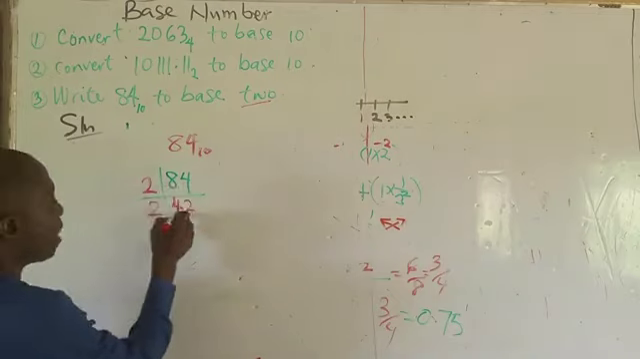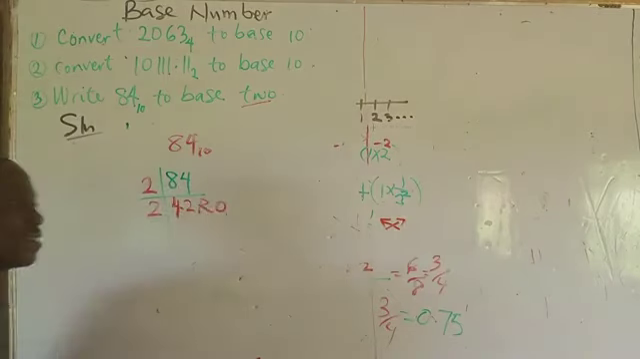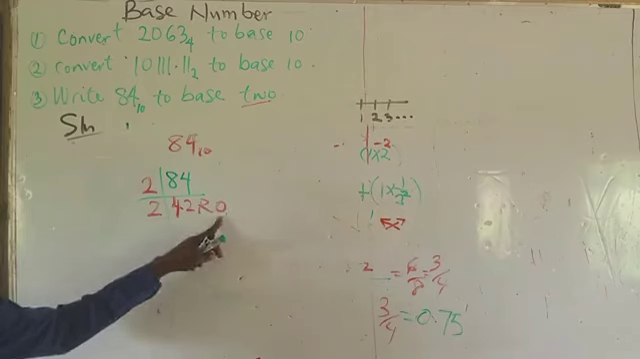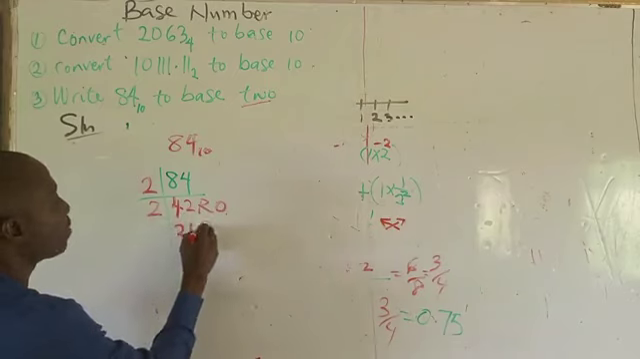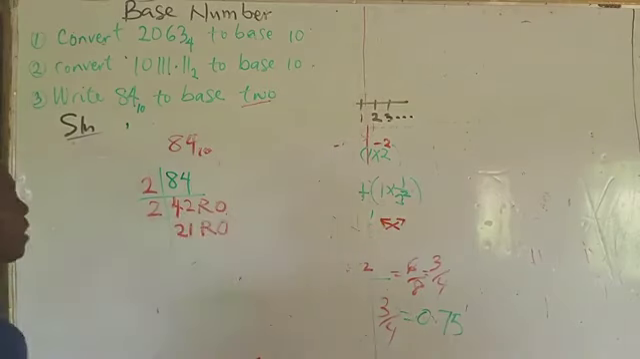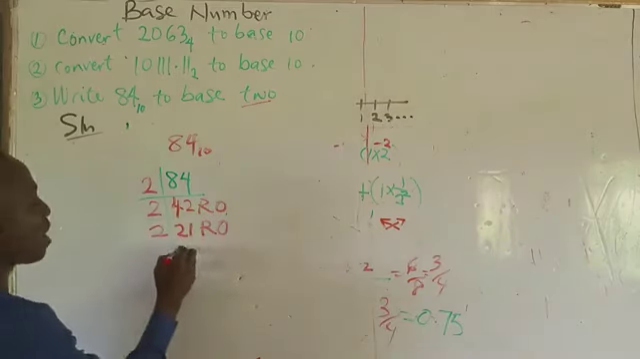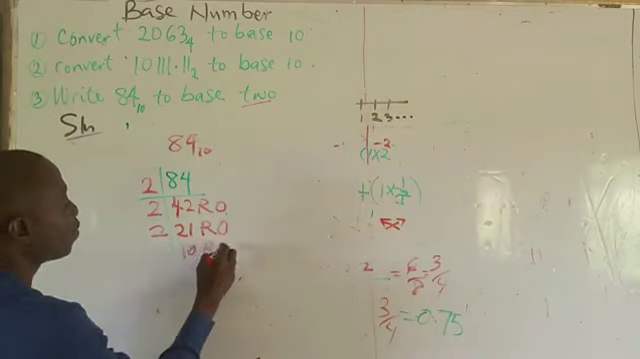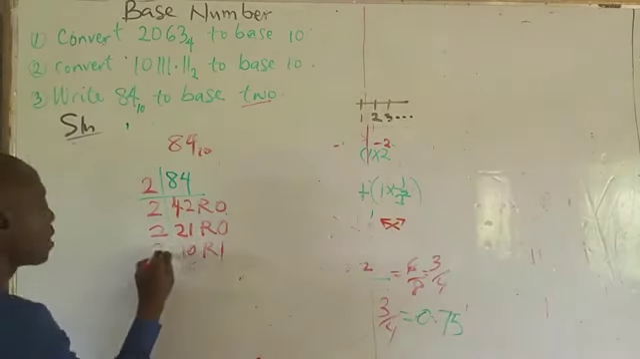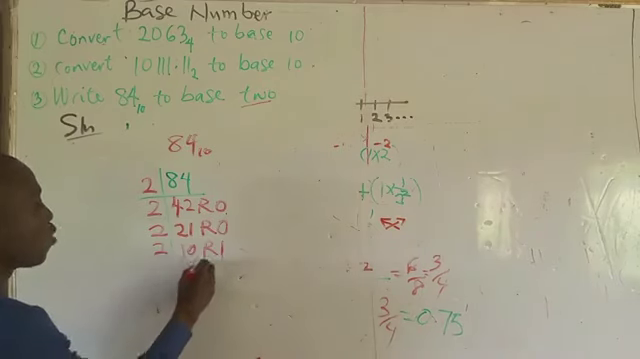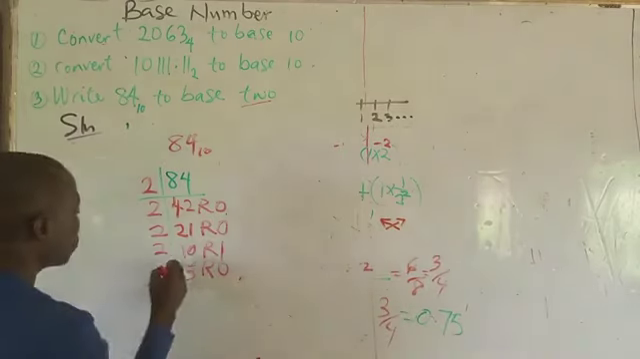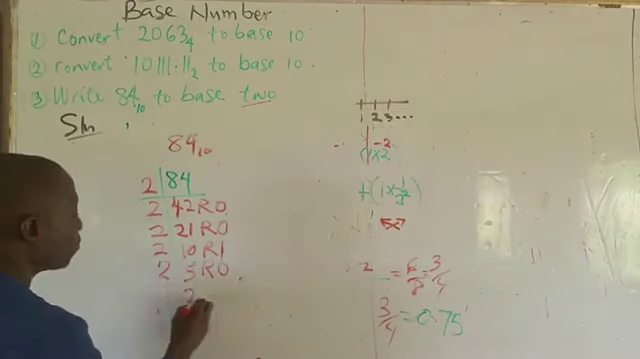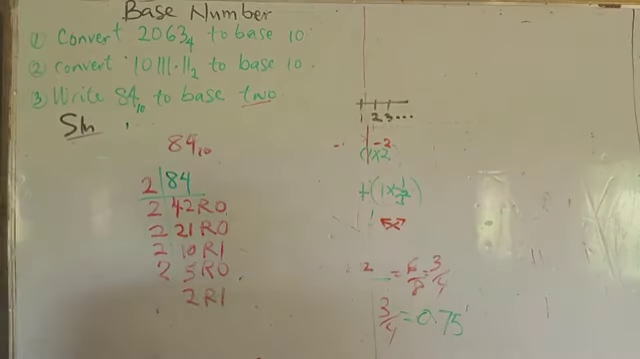So 2 divides, what is left? We have nothing left. So we say remainder 0. If 2 divides 42, we have 21. What is left? Nothing. That is 0. And now 2 again, we go into 21. 2 into 21, we have 10. What is left? We have 1 left. And 2 we go again. What do we have? We have 5. What is left? We have 0 left. Nothing is left. And if 2 goes into 5, what do we have? We have 2. And what is left? We have 1 left. You see?